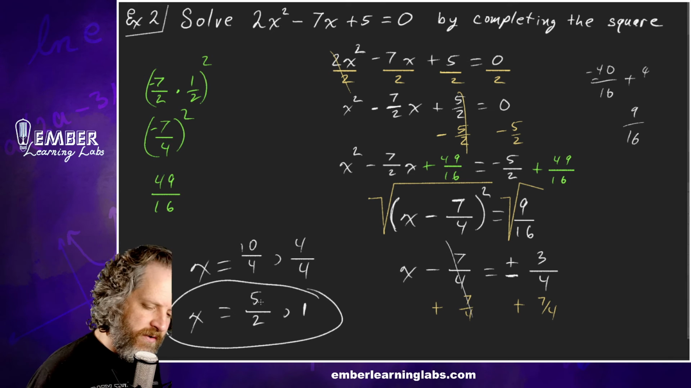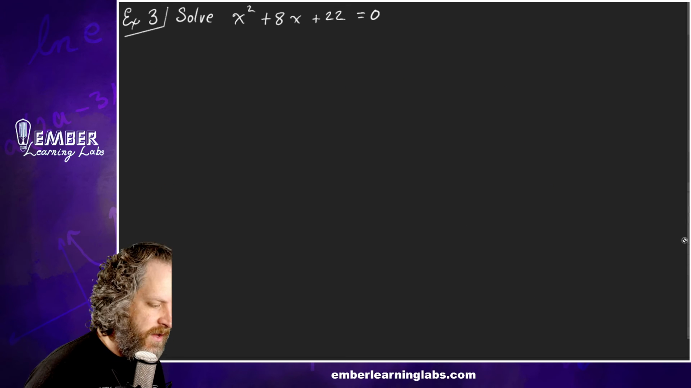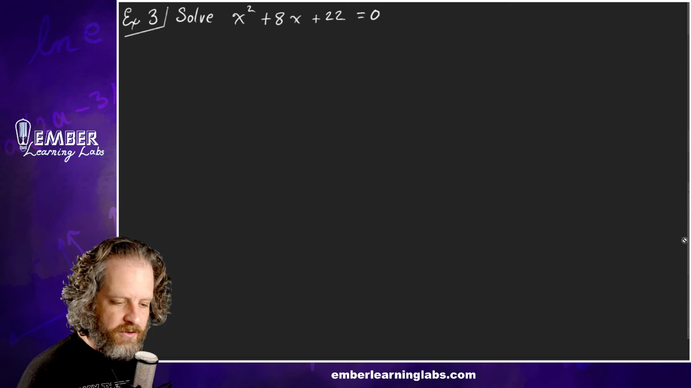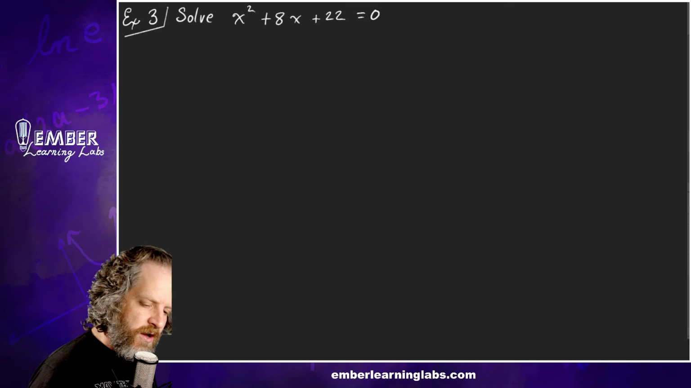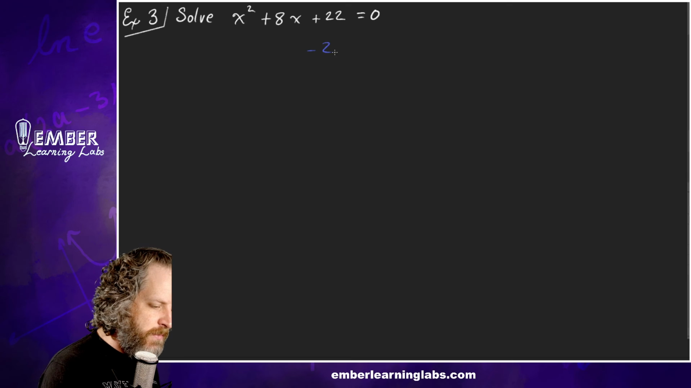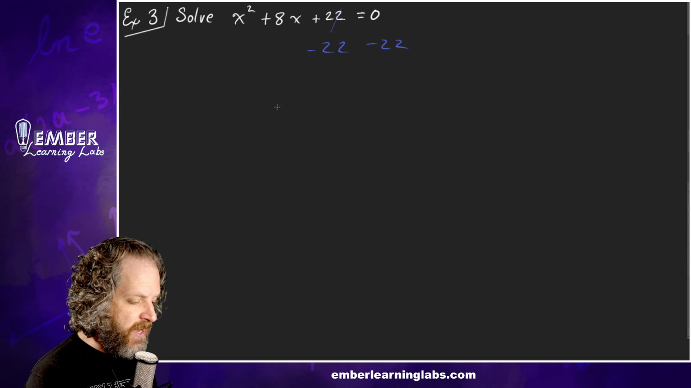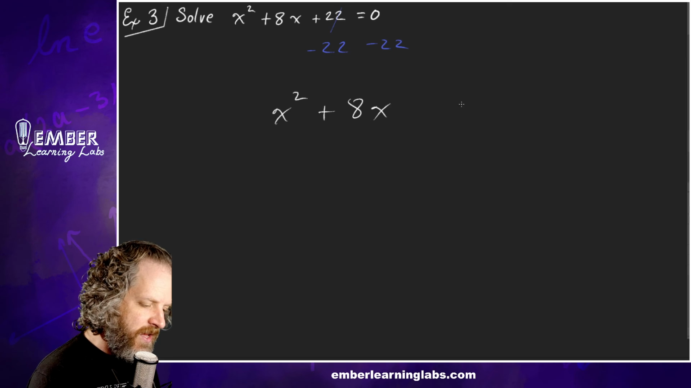All right, one more example. One more. I don't know what I'm doing. It's fine. All right, we're going to solve this with completing the square. A is 1. It's great. So we're going to jump straight to moving the C over. So minus 22. This cancels, leaving us on the left side with x squared plus 8x equals negative 22.